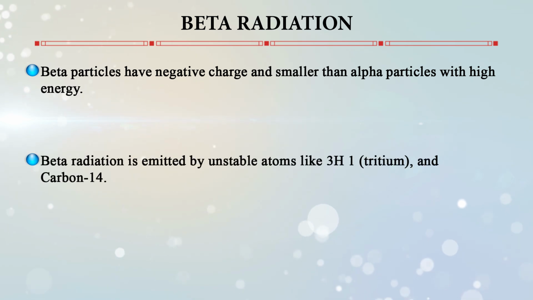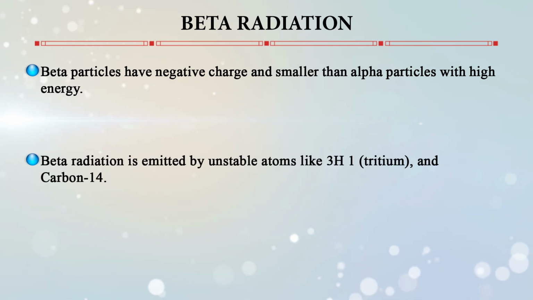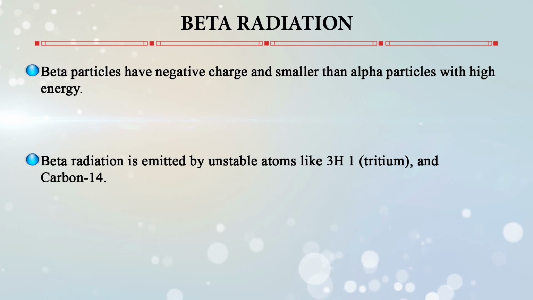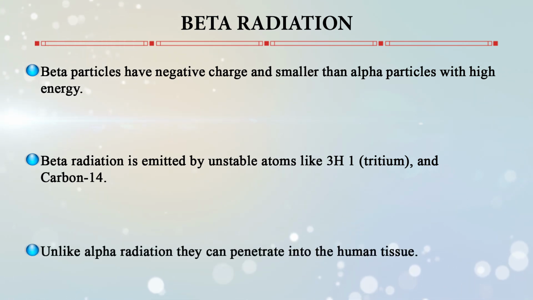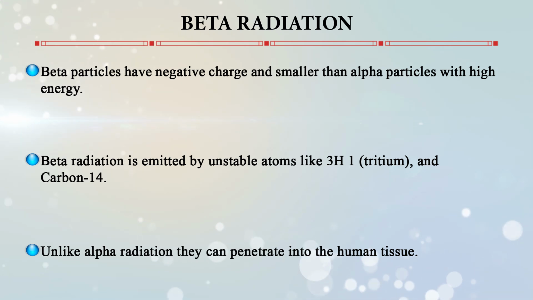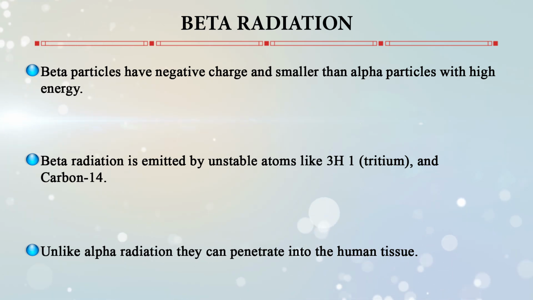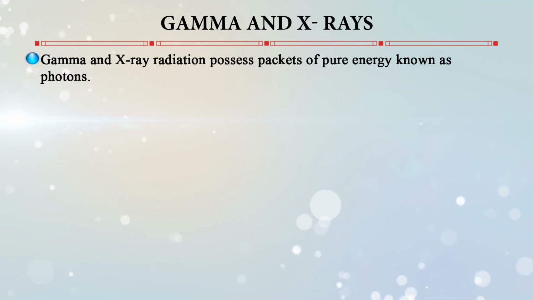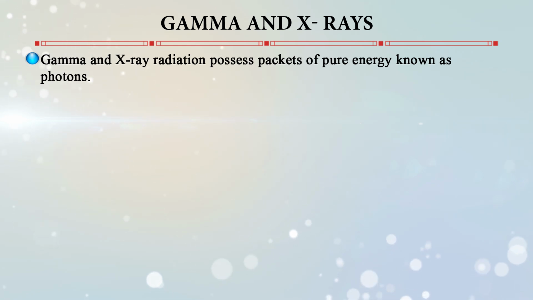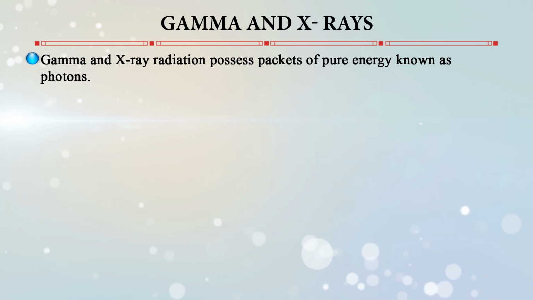Beta radiation is emitted by unstable atoms like tritium and carbon 14. Unlike alpha radiation, beta particles can penetrate into the human tissue. That is the most important characteristic feature of beta particles. Next we will see gamma rays and X-rays. Gamma and X-ray radiation are packets of pure energy, which we normally consider as photons.